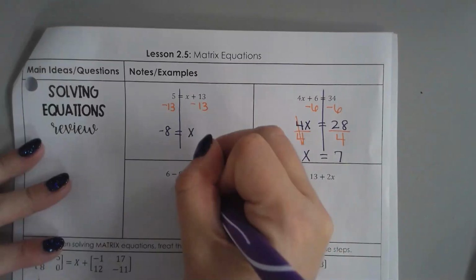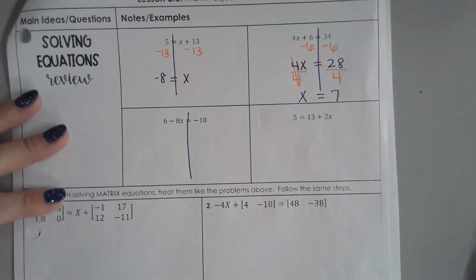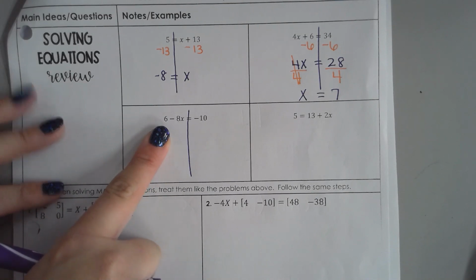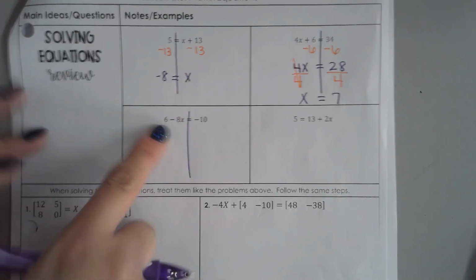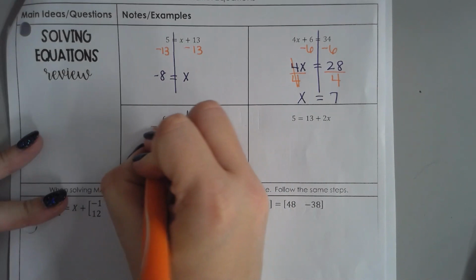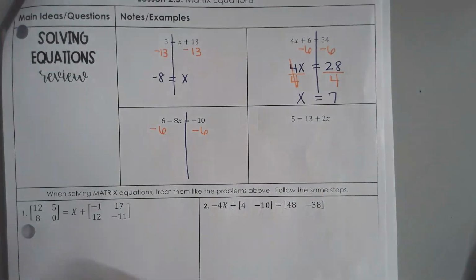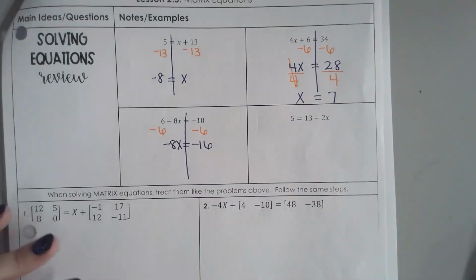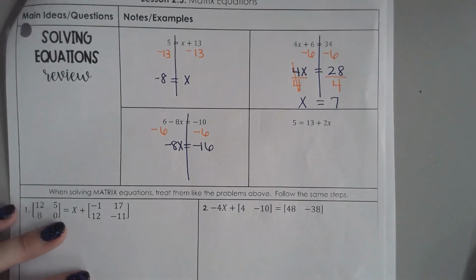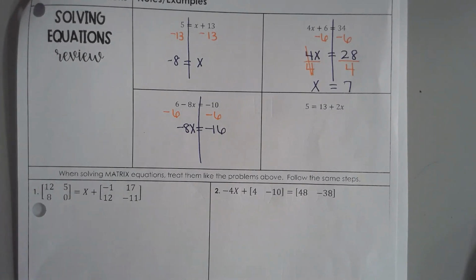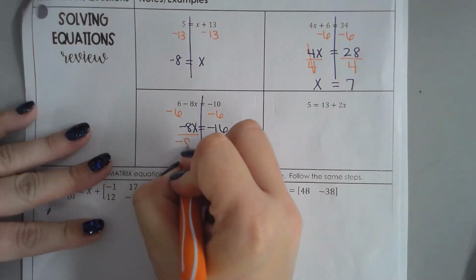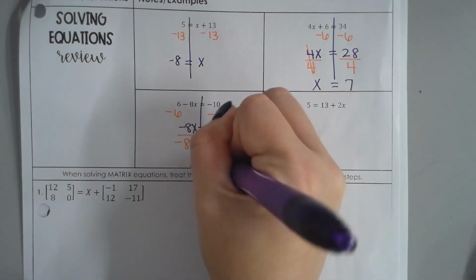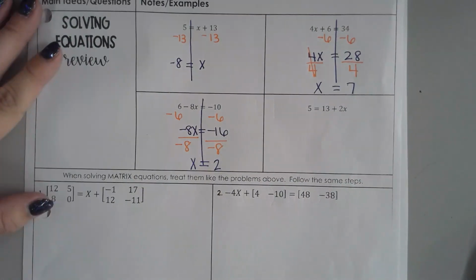The third one. We need to get this 6 gone. So we're going to subtract 6 from both sides. We get negative 8x equals negative 16. And then we divide both sides by negative 8, to get x equals 2.